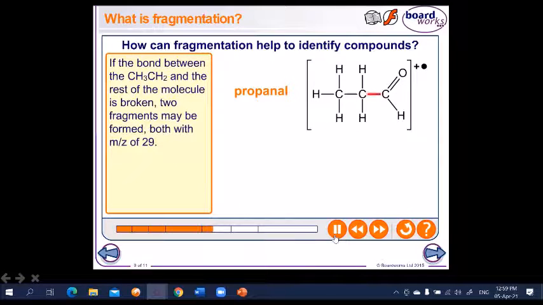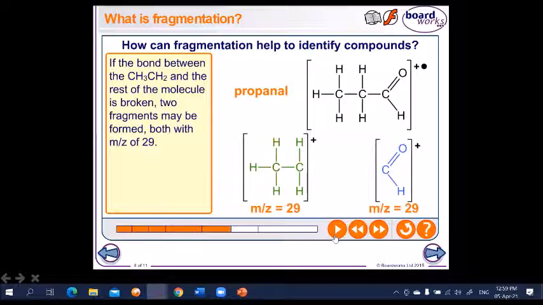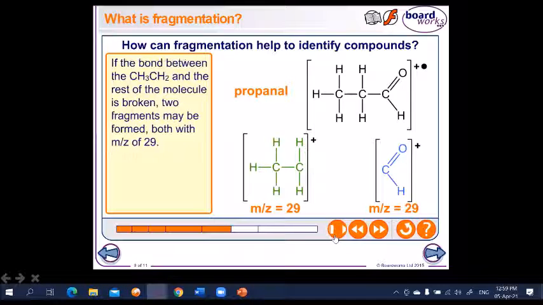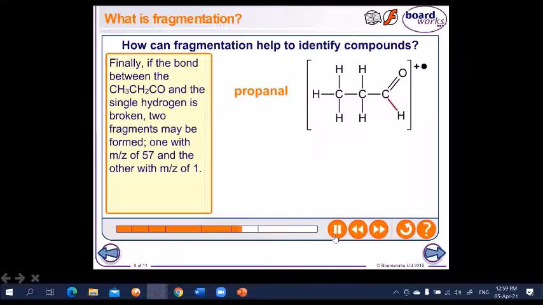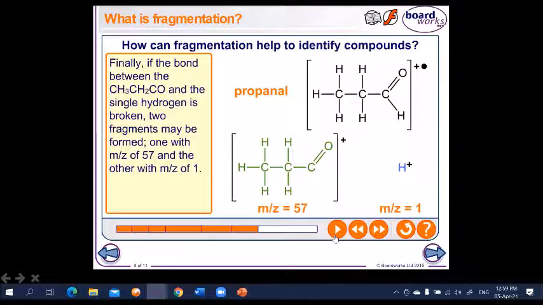If the bond between the CH3CH2 and the rest of the molecule is broken, then 2 fragments may be formed, both with a mass to charge ratio of 29. Finally, if the bond between the CH3CH2CO and the single hydrogen is broken, 2 fragments may be formed, one with a mass to charge ratio of 57 and the other with a mass to charge ratio of just 1.